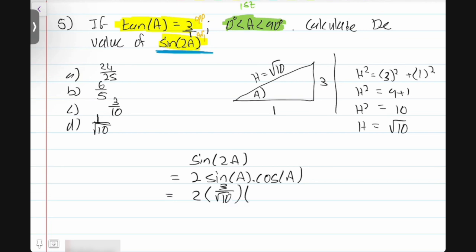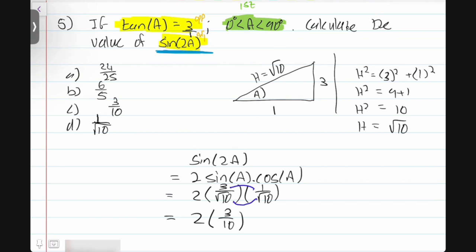Cos a is adjacent all over hypotenuse. And remember the rule, guys: numerator times numerator, denominator times denominator when you're multiplying fractions. So it's 2 into 3 times 1. 3 times 1 is just 3. And then root 10 times root 10 is just going to be the value of 10, right? It's just going to be 10.